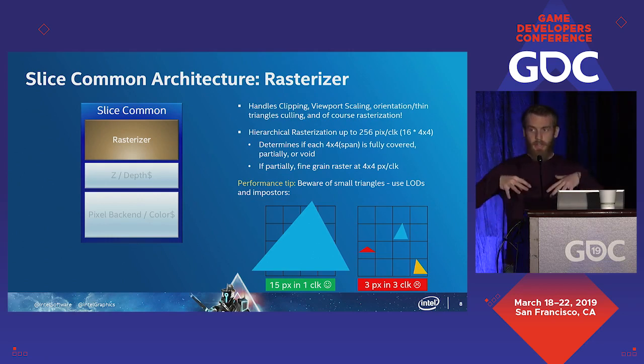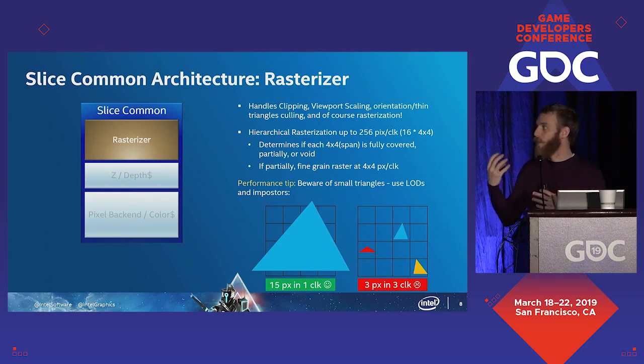The way rasterization is done on Gen, it's hierarchical, which basically means that we are going to work through blocks of 256 pixels, so 16 by 16, and determine if each of these blocks is fully covered, partially covered, or void. Then for all the blocks that are partially covered, we're going to work on each 4x4 block, compare the four corners against the edge equations, and determine if each of these spans is fully covered, partially covered, or void. And finally, for all the ones that are partially covered, we will do fine-grained rasterization at 16 pixels per clock.